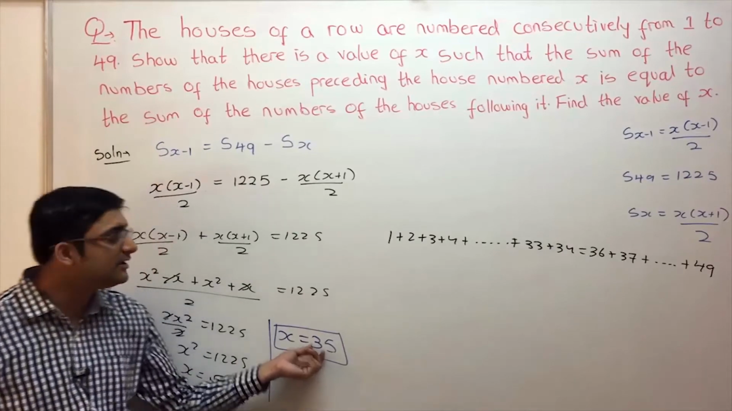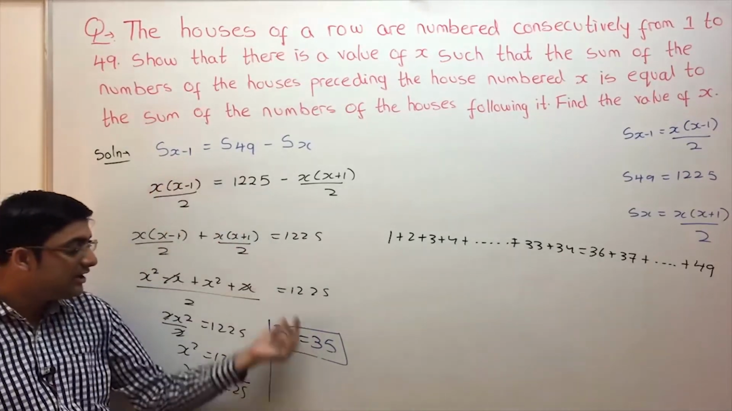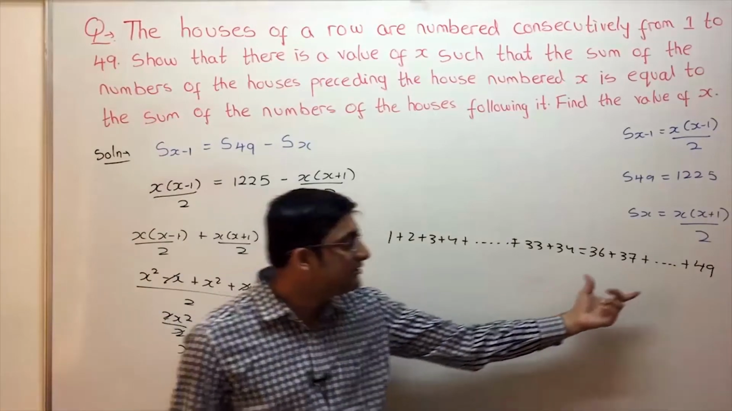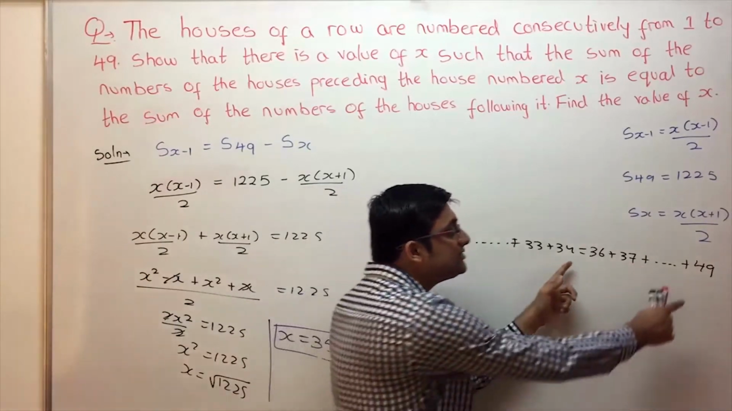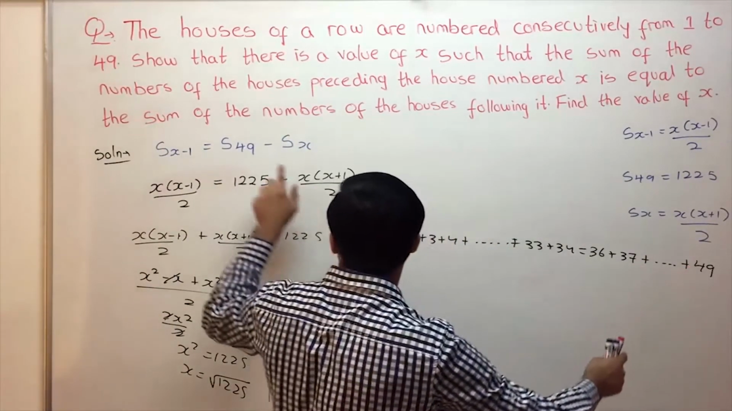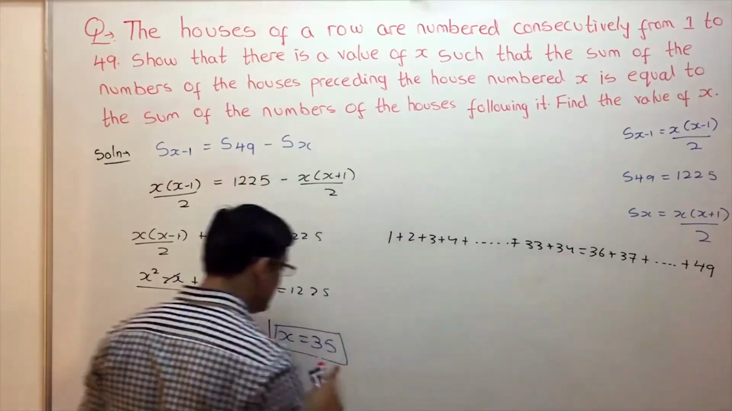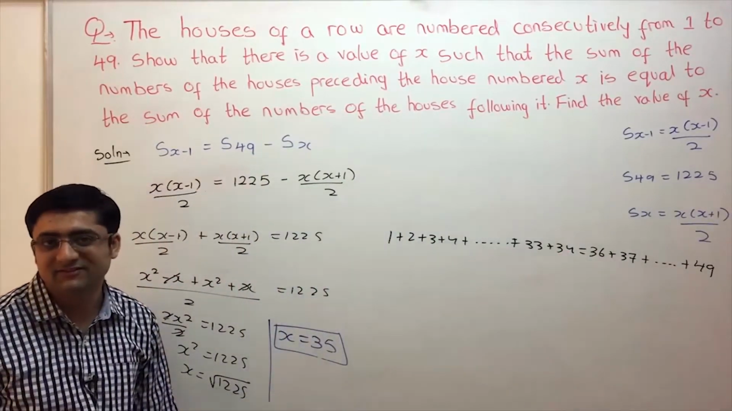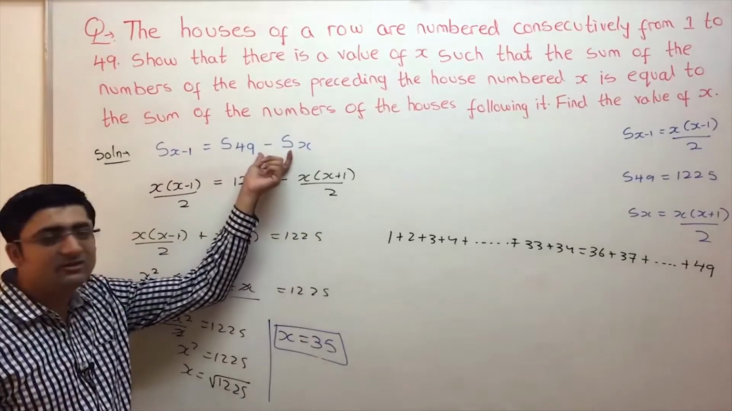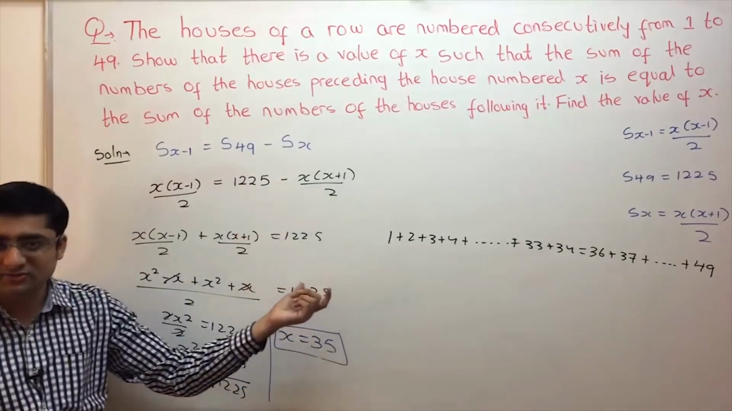So sum of the numbers before x is very simple, S of x minus 1. Now how do you find the sum of numbers after x? That is, how do you find this sum over here? So it is the total sum from 1 to 49, S49, minus sum up till x. So minus sum up till 35. Is this clear, right? So this is the main concept: plug in the values and solve the equation.